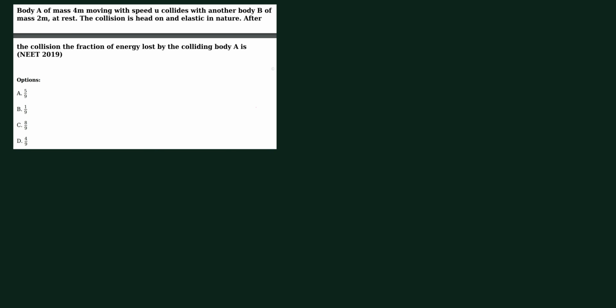Body A of mass 4m, moving with the speed u1 equal to u, collides with another body B. So this is another body B, and has a mass 2m, right?